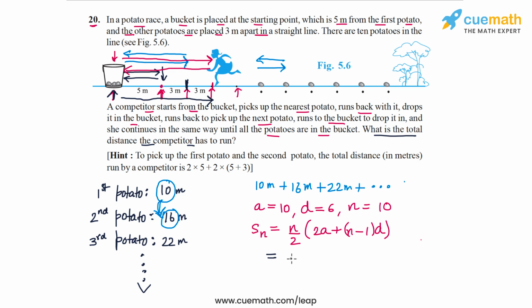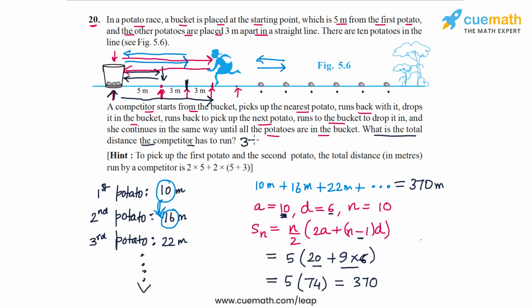So n is 10, so n by 2 is 5, times 2a, a is 10, so 2a is 20, plus n minus 1, n is 10, so n minus 1 is 9, and d is 6. So this simplifies to 5 into 20 plus 9 into 6, which is 54. 54 plus 20 is 74, so 5 into 74 is equal to 370. So the total distance the competitor will have to travel is 370 meters. So the answer to this question is 370 meters.